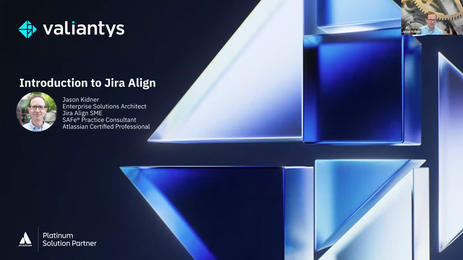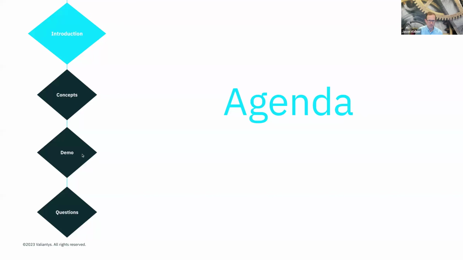So we're going to get started here. We have a lot to go through, as you might imagine, with this tool. So our agenda is pretty straightforward. We're going to start off with some concepts around the positioning and the structure of Jira Align, its uses, its implementation. Then the bulk of the webinar will be a demo of the tool. So I'm going to be showing you a lot of different parts and features within the tool itself. And then there'll be some time at the end for questions.